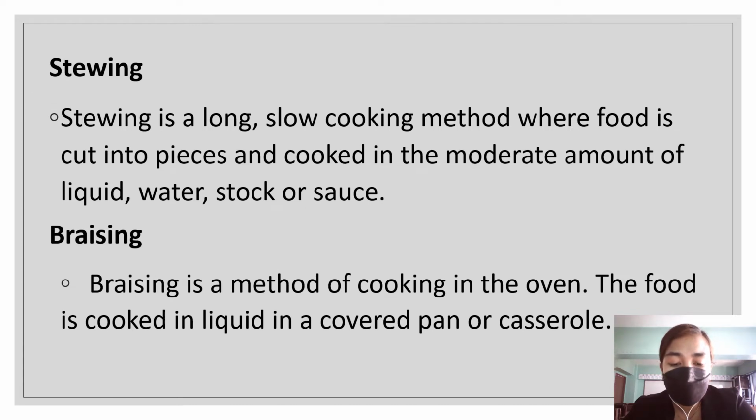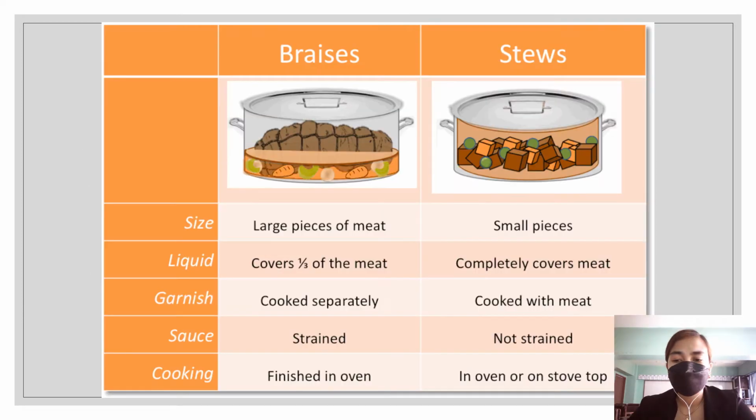The Maillard reaction is a chemical reaction between amino acids and reducing sugars that gives browned food its distinctive flavor. As you can see here, this is the difference between braising and stewing. When it comes to size, braising has large pieces of meat while stewing has small pieces of meat.